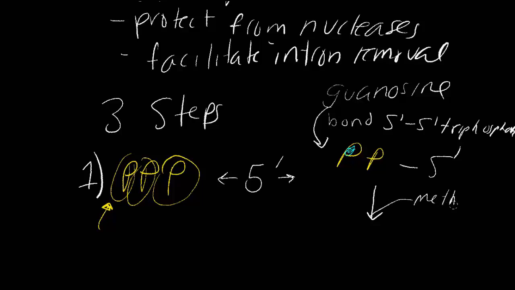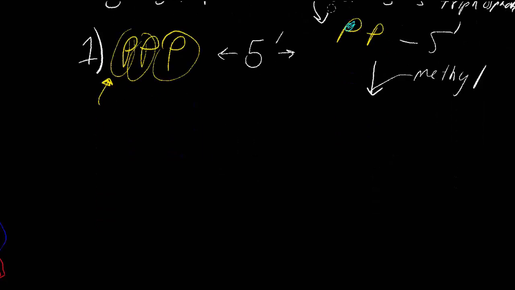A methyl group. So this methyl group is going to come in by some methyl transferases. So let's put methyl transferases, which is the name of the enzyme that is going to help this methyl group come in. And it's going to add itself with this guanosine.